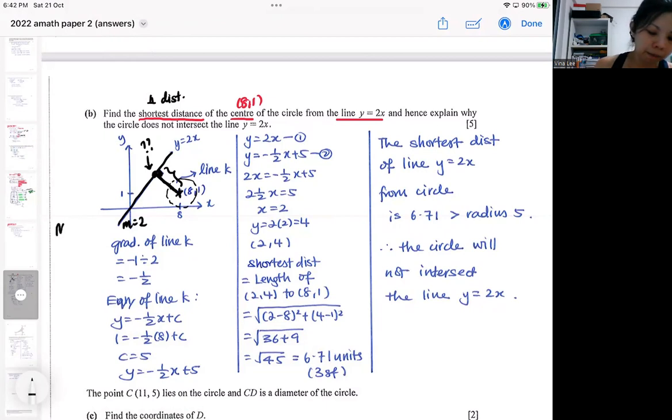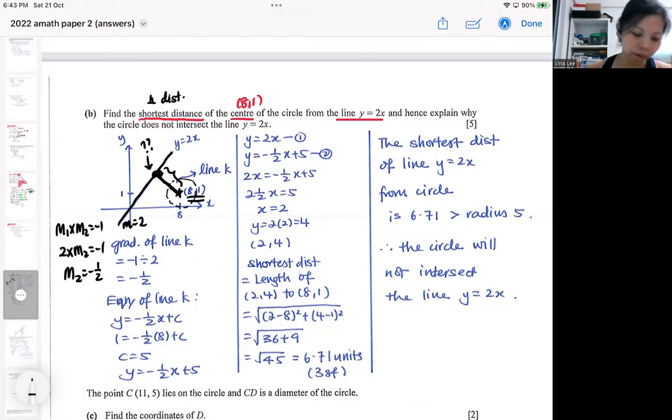So if I apply my m1 times m2 concept, I will get this. And that's how I got the minus half. That means the gradient for line K will be minus half. And then after that, I use the center to find the equation of line K.